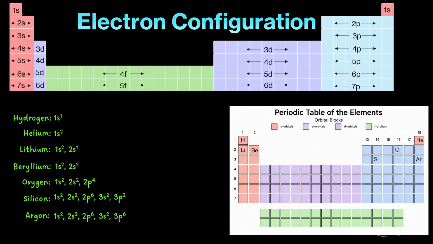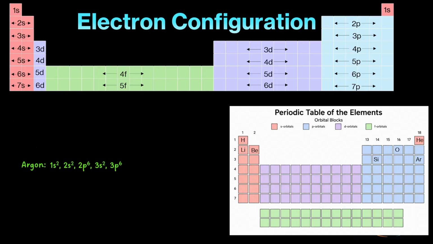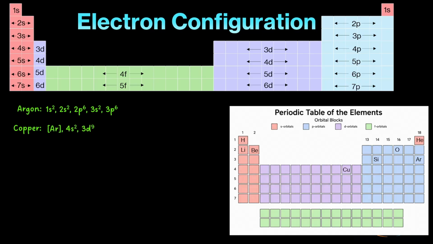So for example, if I want to express anything that's in row 4, I can use a short form where I show argon and then I only show what comes after that. Let's say I wanted to look at copper. So copper would be right over here. Now, based on our whole plan that we've been following, we would say that copper is the argon, and then after argon, we have a 4s2 and a 3d9.